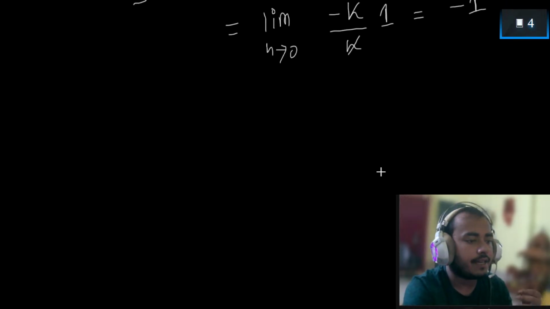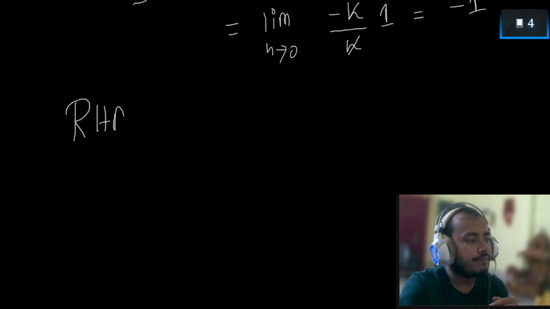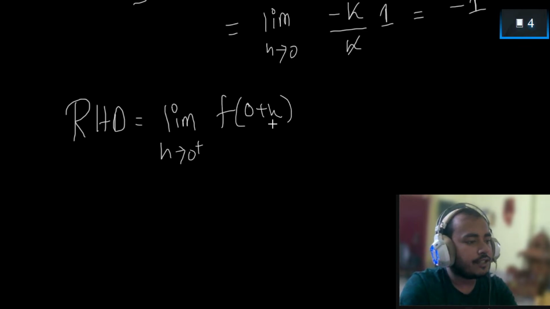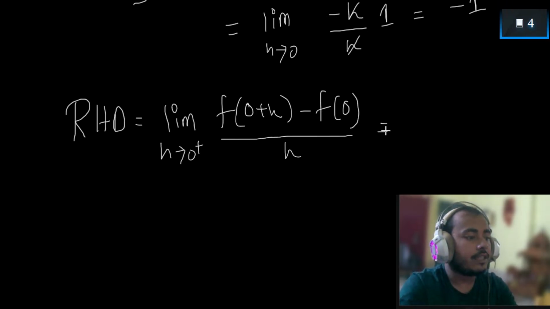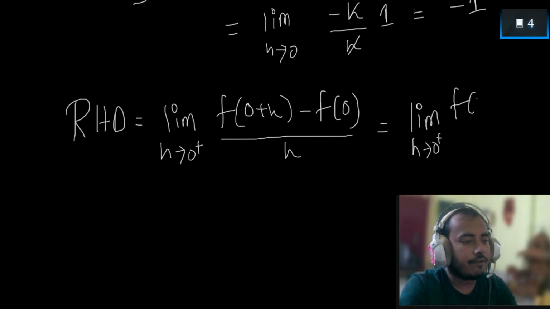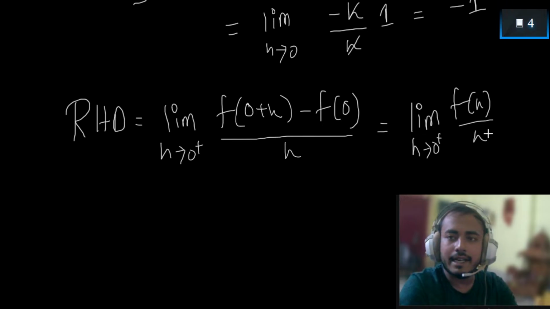Now let's do the right-hand derivative in a similar fashion. So the right-hand derivative should be equal to limit h tends to 0 plus of f of 0 plus h minus f of 0, whole divided by h. This would give you limit h tends to 0 plus f of h by h, similarly like before.